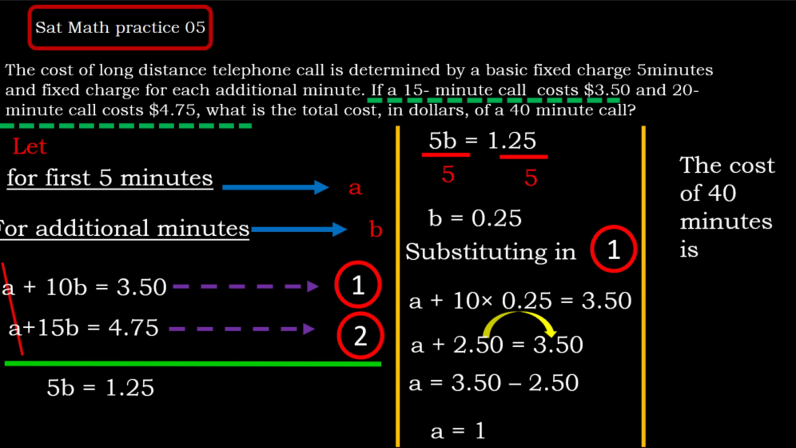To find the cost of 40 minutes, you can write 40 minutes in terms of A and B. 40 minutes is 5 plus 35. So the first 5 minutes is A, and the additional minutes are B. So A plus 35B, and we substitute the value of A and the value of B: 1 plus 35 times 0.25. We deduce that the cost of 40 minutes is $9.75.